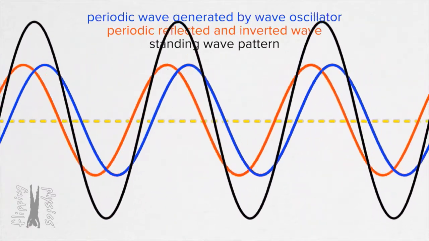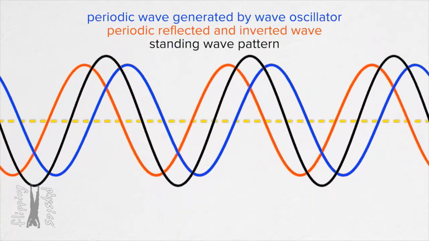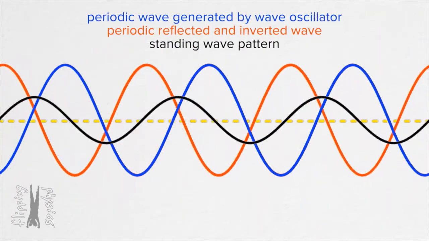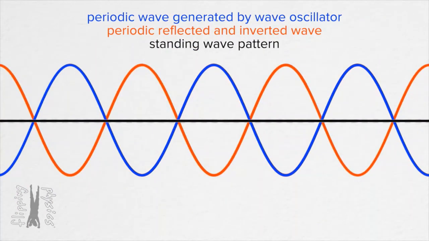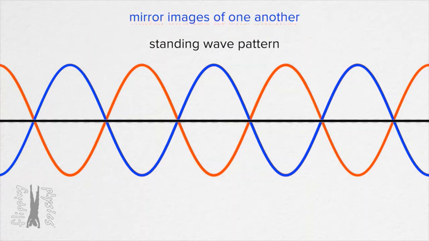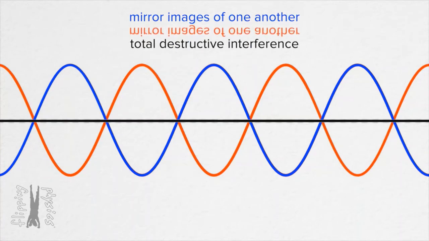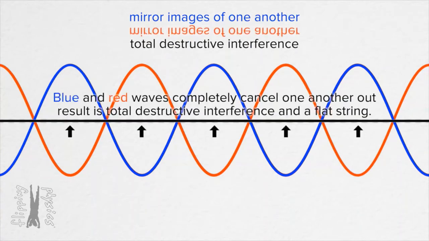Now, let's pause the animation to discuss what happens at specific points. With the waves paused here, Billy, tell me what you see. At this point, the red and blue waves have the same amplitude, but are mirror images of one another. Then we get total destructive interference. Right. The red and blue waves completely cancel one another out, and the result is just a flat string. Absolutely. At this point, there is total destructive interference of all waves, and the net result is no wave at all.